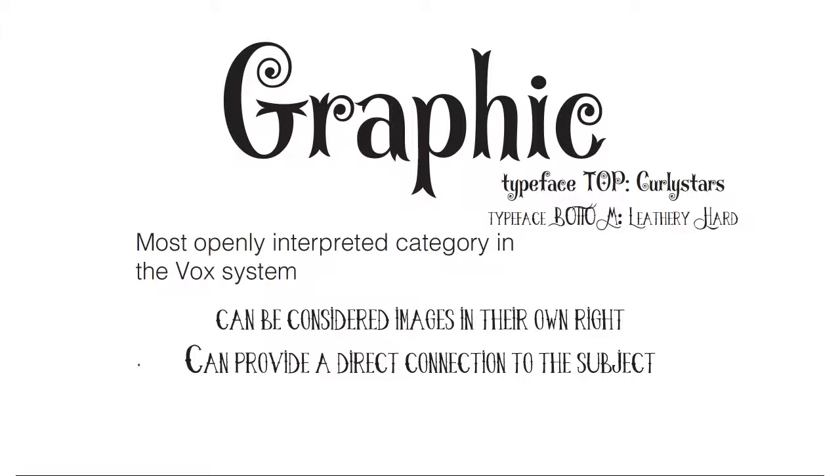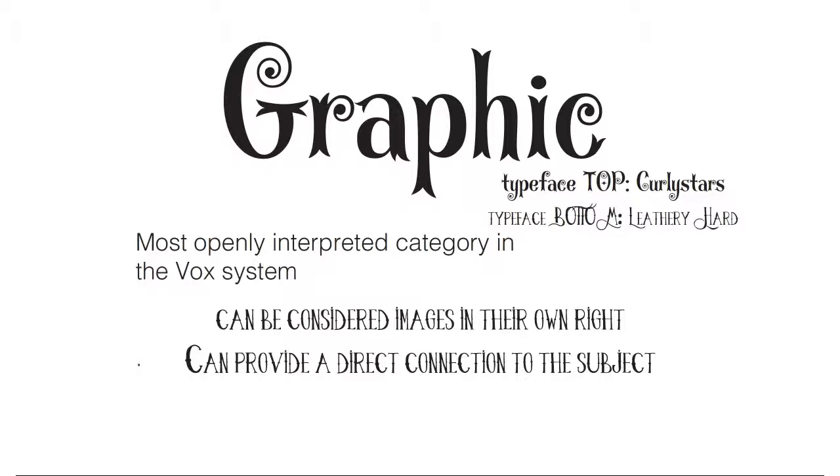So there were a total of 9 different classifications we discovered, and graphic is the end of the road for us. Basically, this is also the most widely open and open to interpretation classification as well. It is really just everything that we haven't covered from the Vox system gets thrown into graphic. To a certain degree, you can say it provides a direct connection to the subject or the material that you're designing for. Some will say that it can be considered an image completely in its own right.